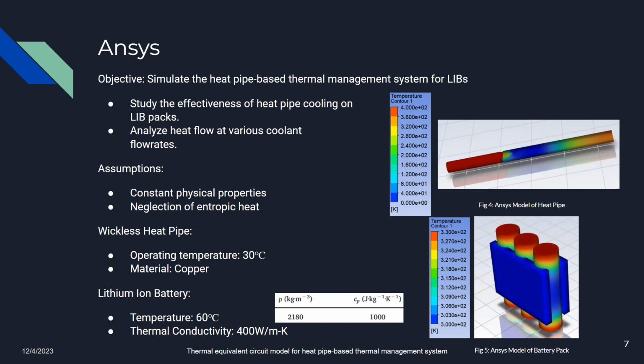For the lithium-ion batteries, we haven't set a heat generation from the batteries yet, so we've decided to just set a high temperature of the batteries and see the effect of the heat pipe in the full model. And you can see the parameters of the lithium-ion battery taken from the paper in the white boxes, and the thermal conductivity taken from some online research we set to 400 watts per meter Kelvin.